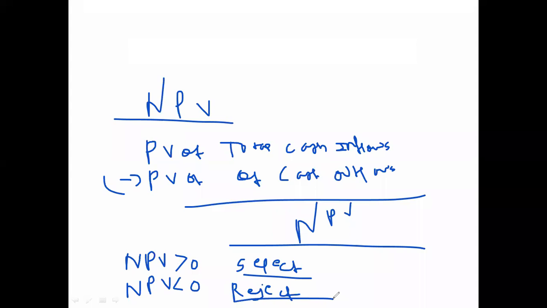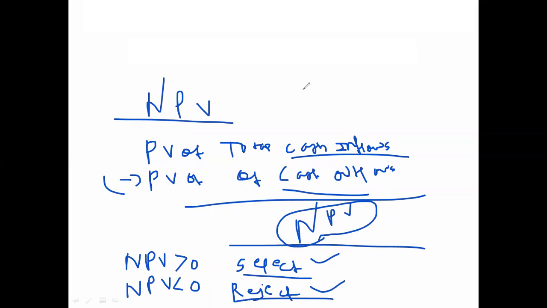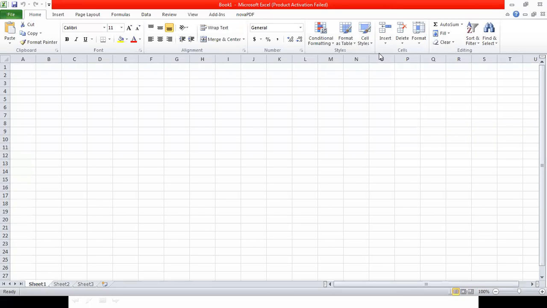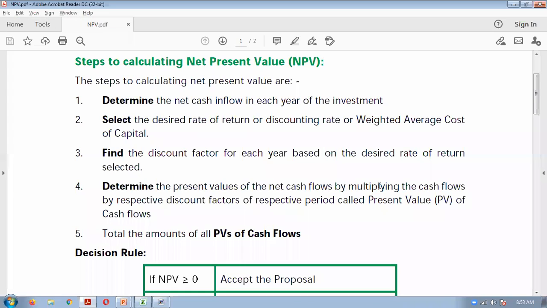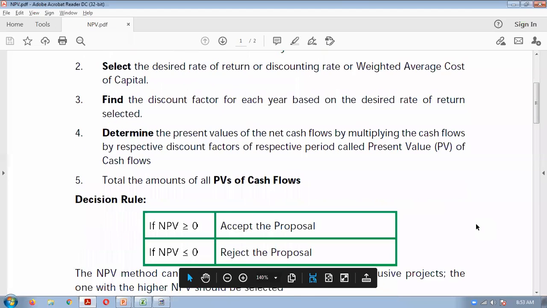So how to calculate NPV? First, we will have to calculate the present value of cash inflows, do the total of that, then reduce that from the present value of cash outflows. We will get the NPV. If NPV is positive, we will select the project. If NPV is less than 0, we will reject the project. So we will see a practical illustration of how to calculate the NPV.